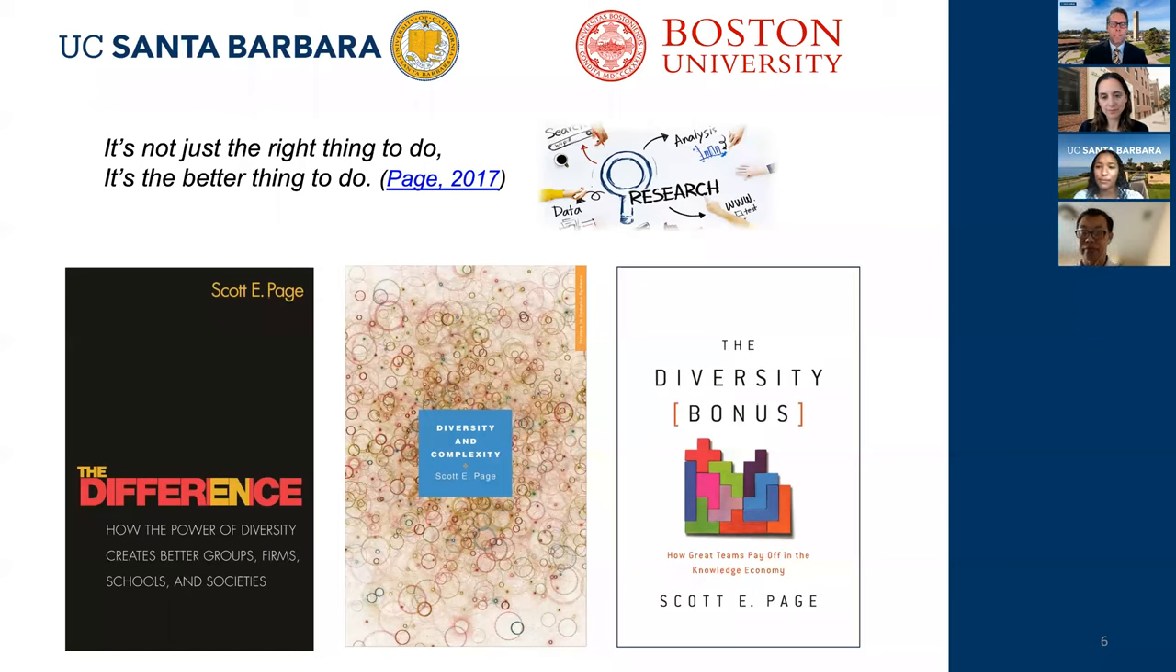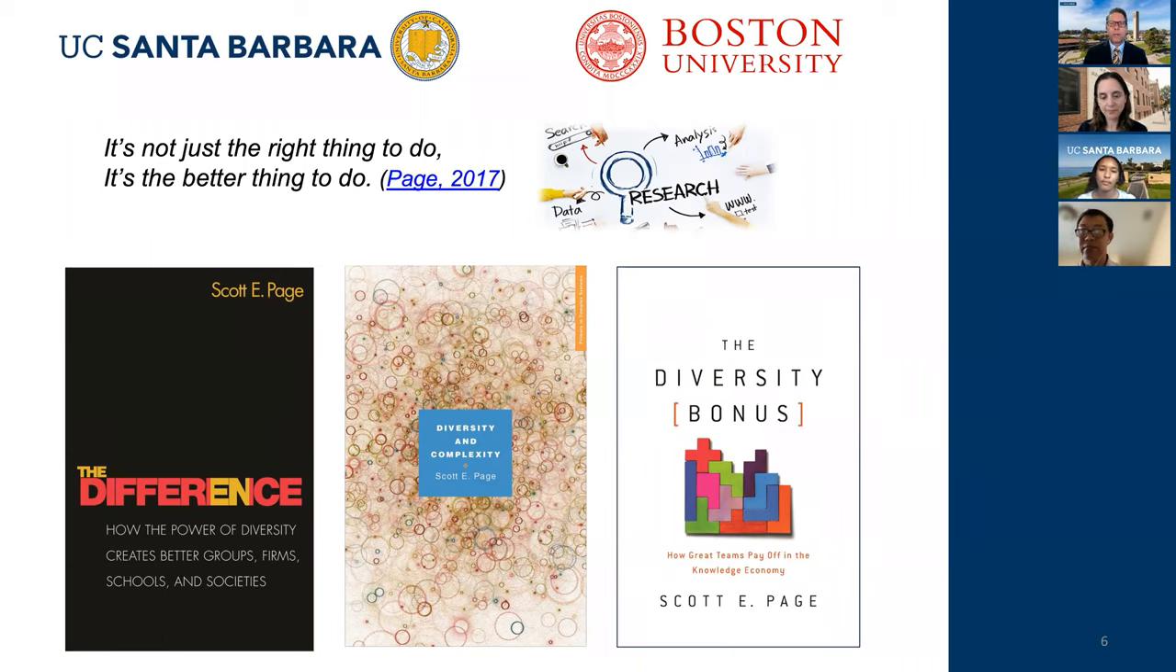So for instance, Scott Page has synthesized a lot of this scholarship in several books that he's published during the past couple of decades. They're mentioned here on this slide. In The Difference, this book features how the power of diversity creates better groups, firms, businesses, schools, as well as societies, drawing upon the empirical literature to inform this position. And that information is featured in The Difference.